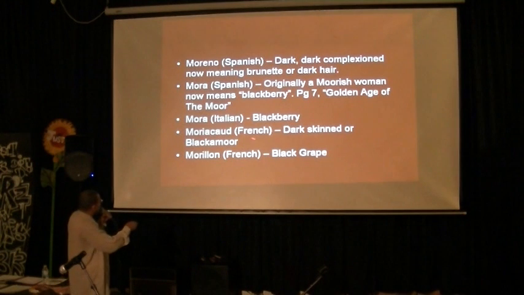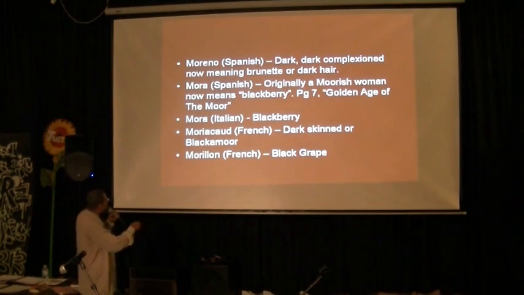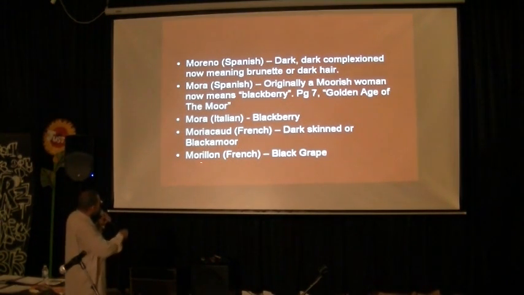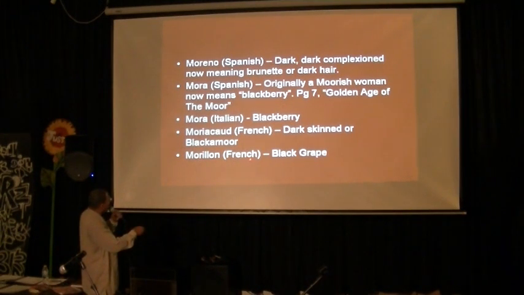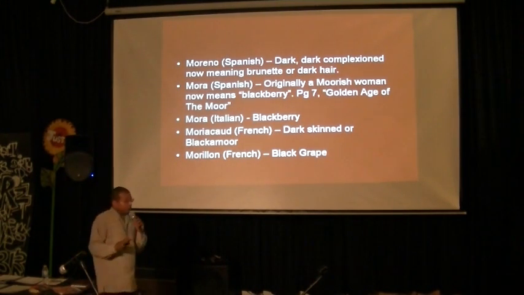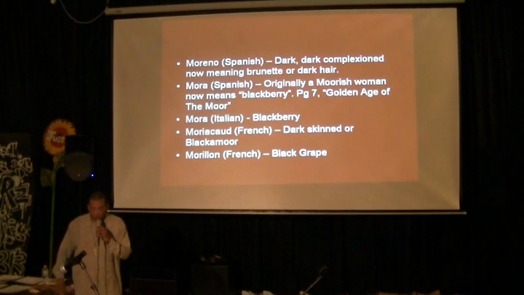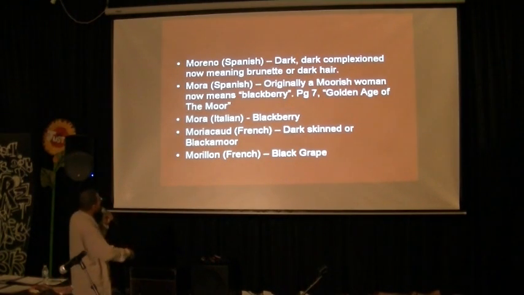I'm not sure I pronounced that, but it's French. That means dark skin or blackamoor. And you have Morillon in French, which means black grape as well. These are just a few. If you read Golden Age of the Moor, they have a lot more. I'm just giving you some examples, okay?